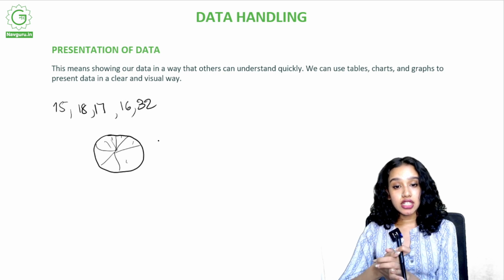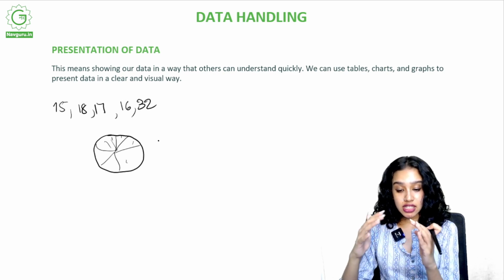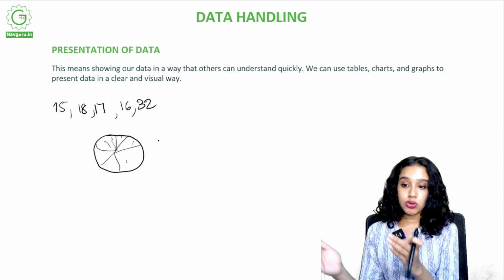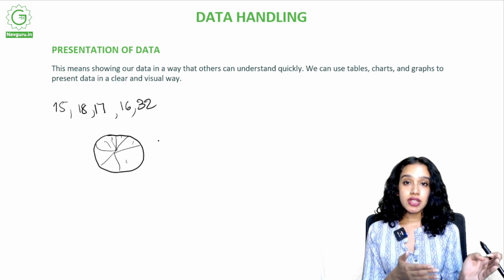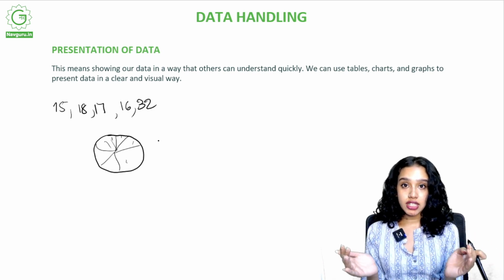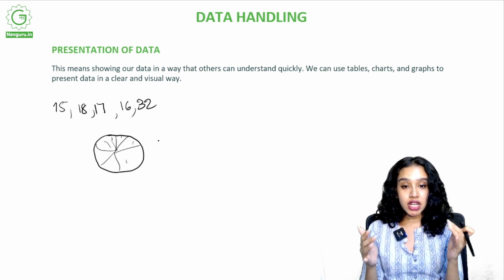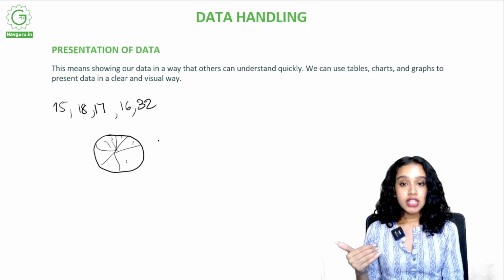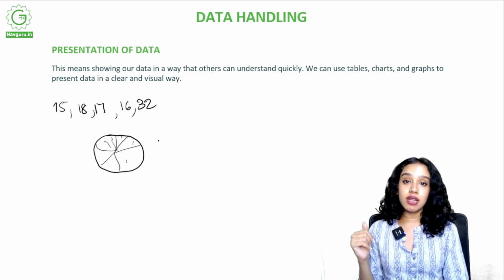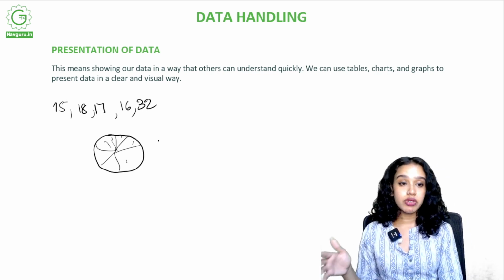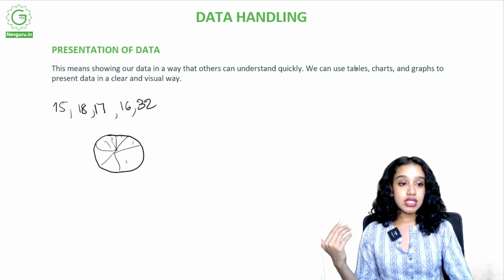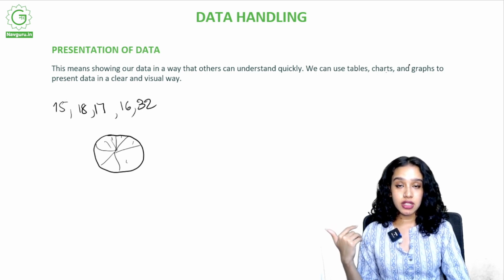Obviously, the pie chart is more appealing, because why? It's a simplified form. I don't have to look through a lot of numbers. Instead, I could just look at the pie chart and figure out what is happening. It actually helps us understand it better, right? So presentation of data is very important. Rather than writing the numbers down, we could use different things like tables, charts and graphs, right?